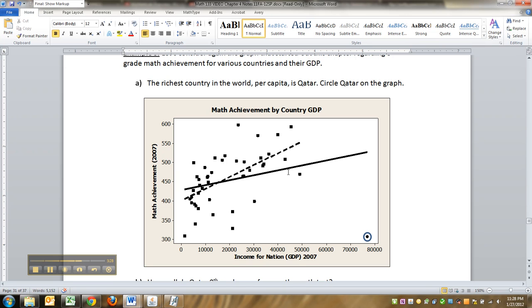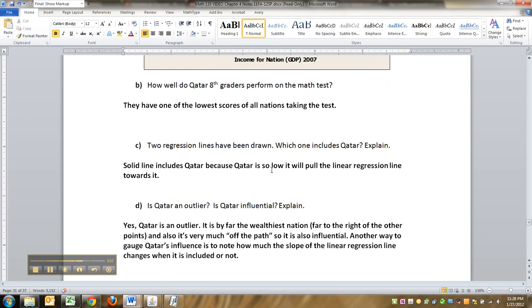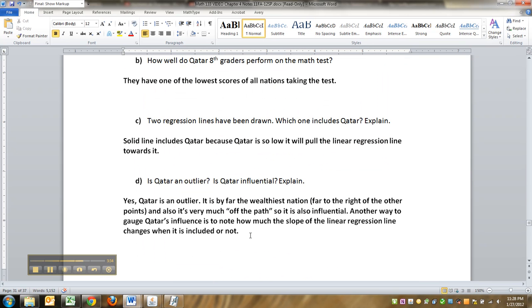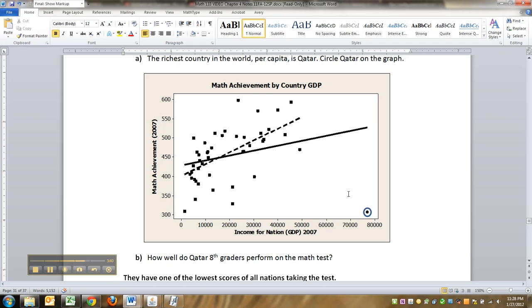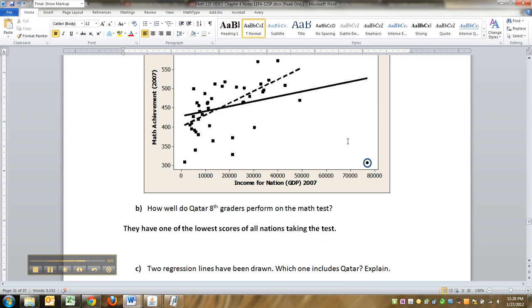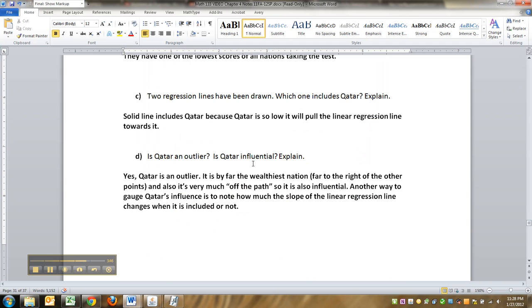That solid line is less than 1. It's not a good slope at all. So you're really seeing a big difference when you're including Qatar and when you're not. That means that Qatar is not only an outlier because it's way over here in this white region all by itself, but it's also an influential outlier because it's causing the line to tilt over to accommodate it. It's off the path and off in the X direction.